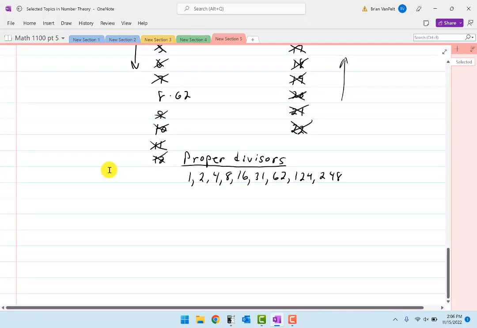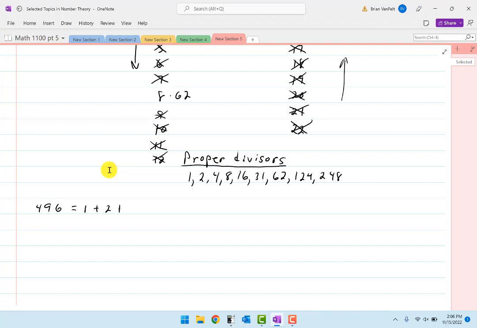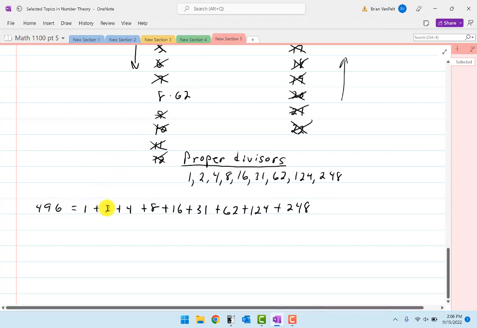Now let's see if 496 is the sum of those. So is 496 equal to 1 plus 2 plus 4 plus 8 plus 16 plus 31 plus 62 plus 124 plus 248? Well, you know that I know that it does, but I'm going to just show you. 1 plus 2 is 3, plus 4 is 7, plus 8 is 15, plus 16 is 31, plus 31 is 62, plus 62 is 124, plus 124 is 248, plus 248 gives us our 496.